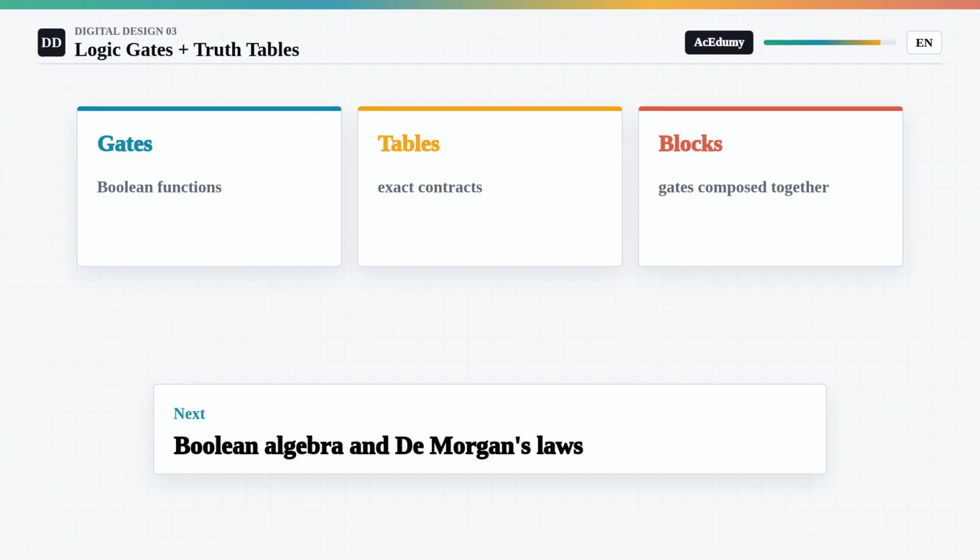Here is the mental model. Gates are Boolean functions. Truth tables are their exact contracts. Small gates combine into larger combinational blocks, and those blocks still have truth tables. In the next lesson, we will stop drawing every row by hand and begin using Boolean algebra, including De Morgan's laws, to rewrite logic without changing its behavior.